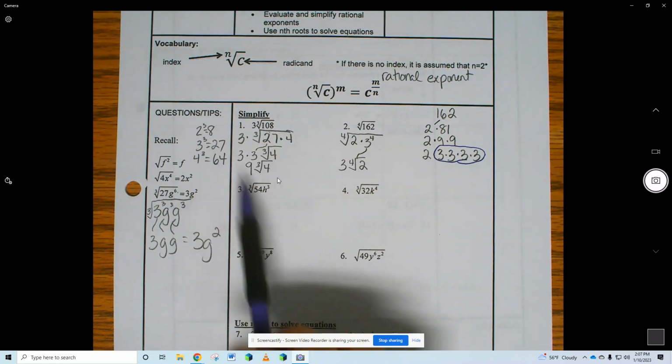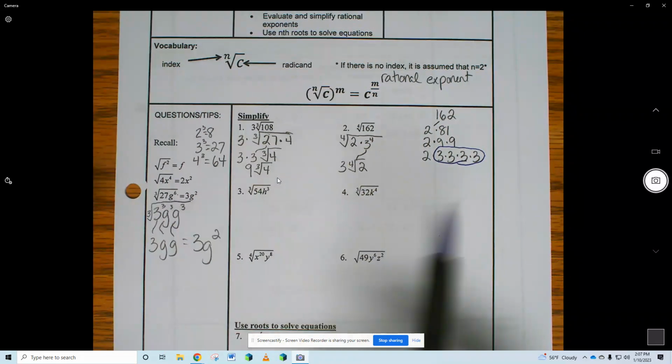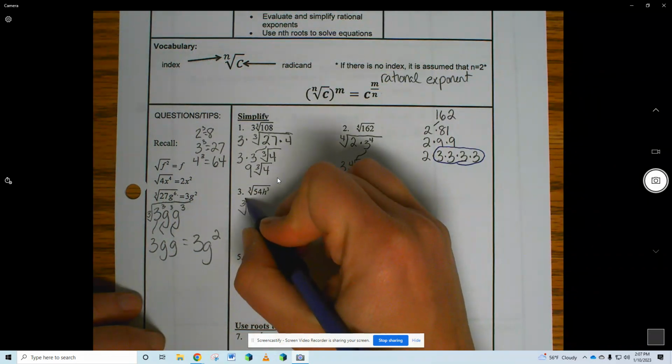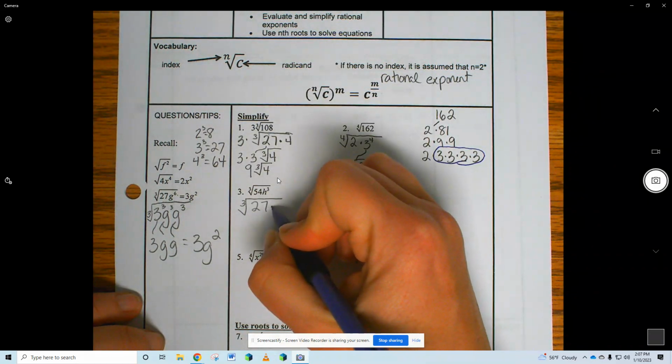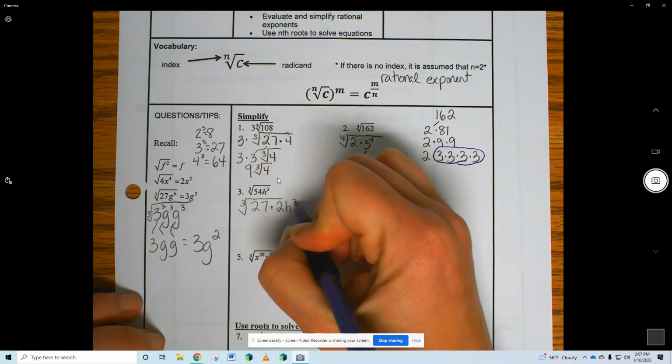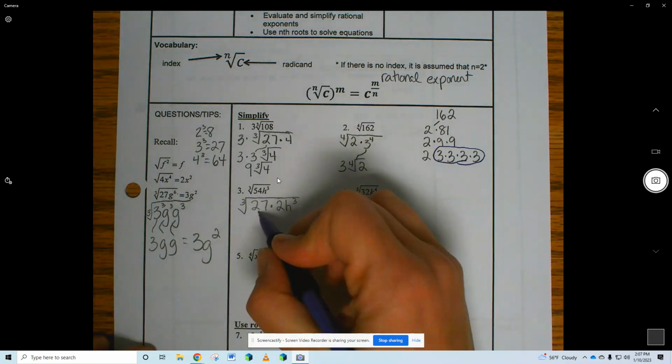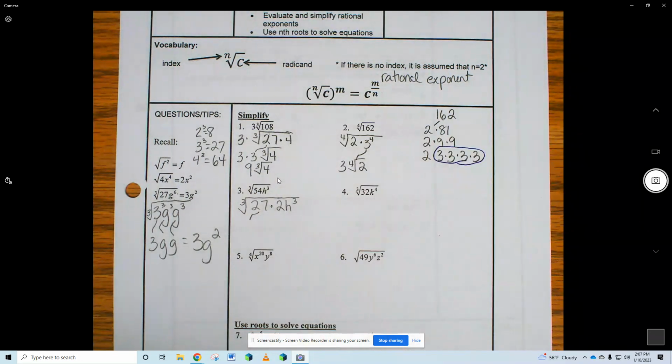Does 27 go into 54? Could I use that? It does. The cube root of 27 times 2, h cubed. The 27 is the cube. 27 comes out. What does it come out as? 3.